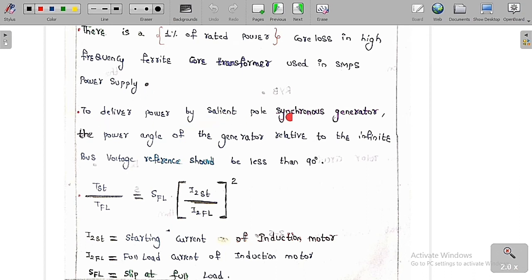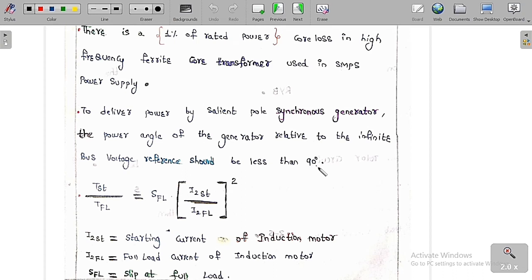To deliver power by a salient pole synchronous generator, the power angle of the generator relative to the infinite bus bar reference should be less than 90 degrees. Simply, the power angle is also called the torque angle, which is delta, the angle between EF and V. This value should be less than 90 degrees. Then only it can deliver power, so it can act like a synchronous generator.